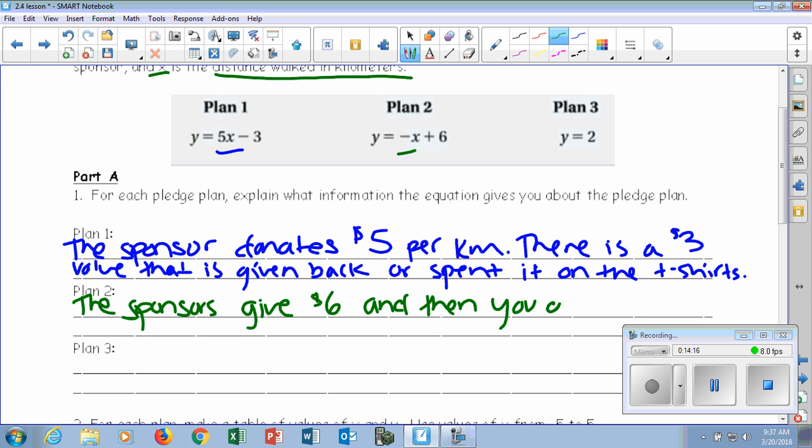And then you give back $1 for every kilometer walked. However many kilometers they walk, we have to give back that many. So if they walk 2 kilometers, we're giving back $2.